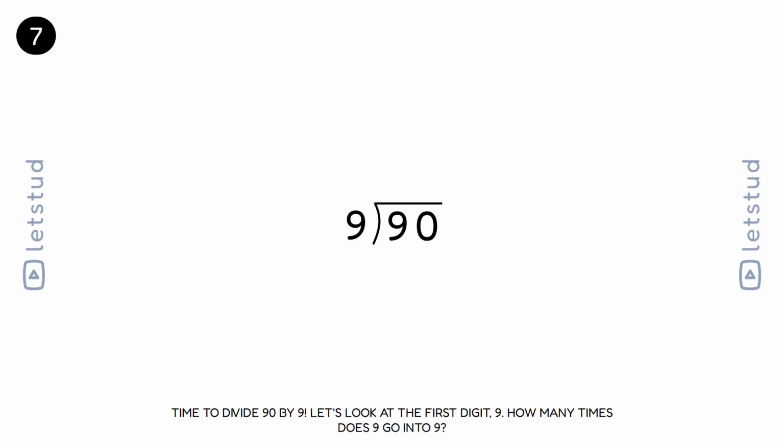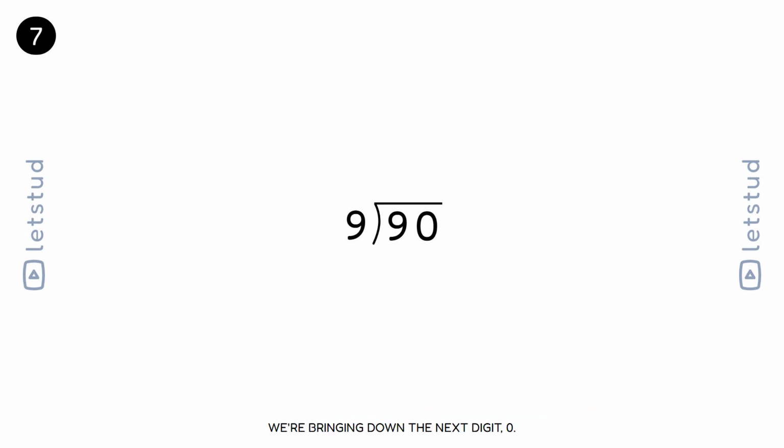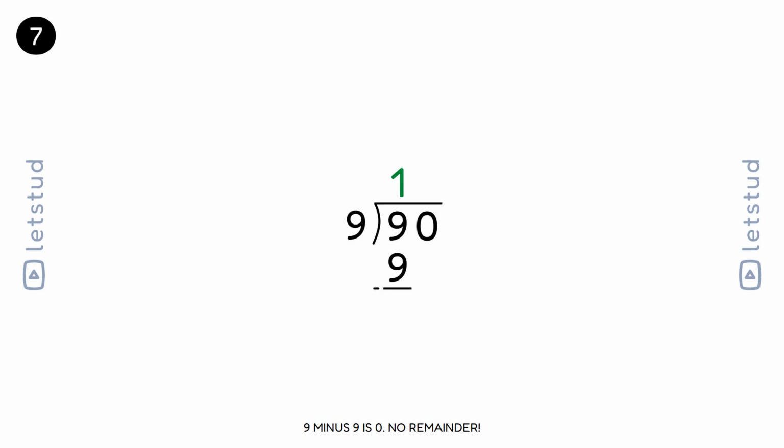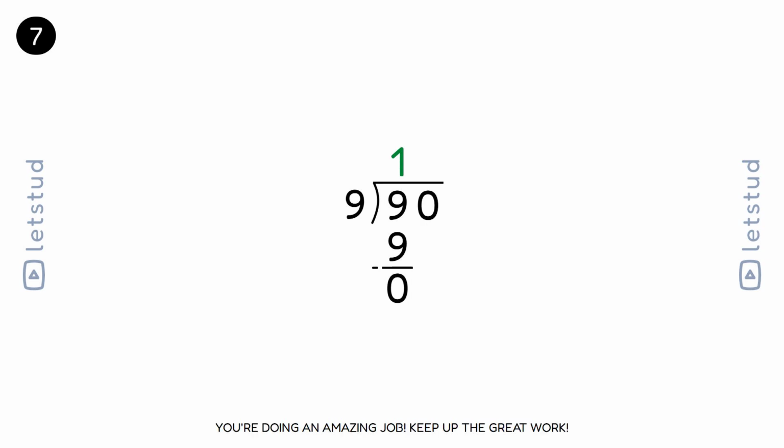Let's look at the first digit, 9. How many times does 9 go into 9? We're bringing down the next digit, 0. 9 goes into 9 one time. So 1 times 9 equals 9. 9 minus 9 is 0, no remainder. You're doing an amazing job. Keep up the great work.